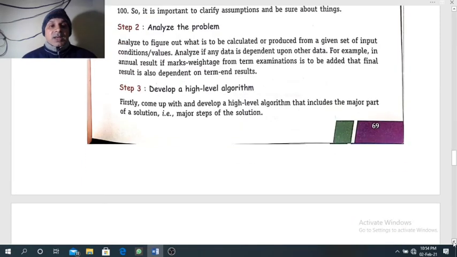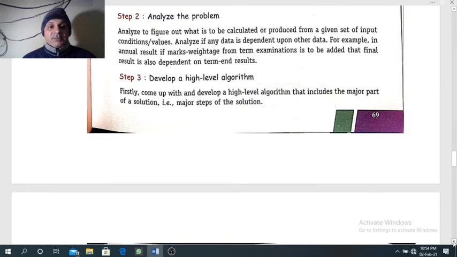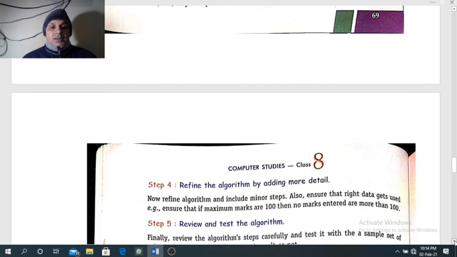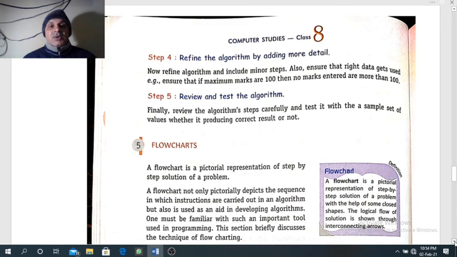Third step to develop algorithm is develop a high level algorithm. Firstly, come up with the high level algorithm, and that includes the major part of a solution, that is major steps to find the solution. Now refine the algorithm by adding more details, and include some minor steps if it requires. Also ensure that right data gets used.